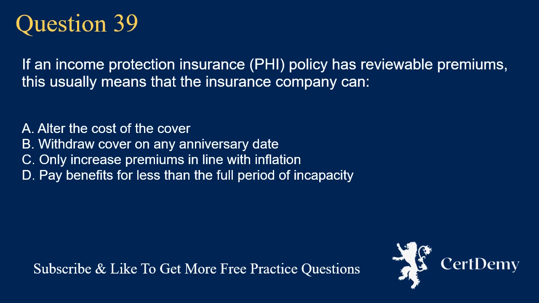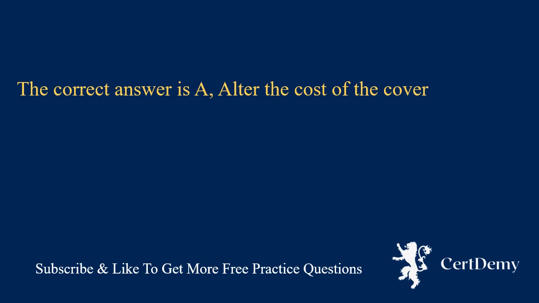Question 39. If an income protection insurance, PHI, policy has reviewable premiums, this usually means that the insurance company can A. Alter the cost of the cover. B. Withdraw cover on any anniversary date. C. Only increase premiums in line with inflation. D. Pay benefits for less than the full period of incapacity. The correct answer is A. Alter the cost of the cover.